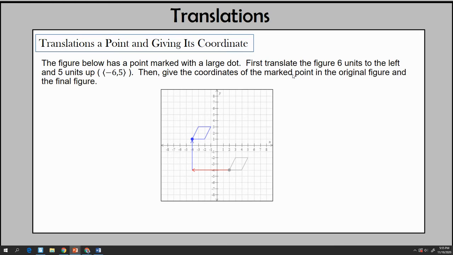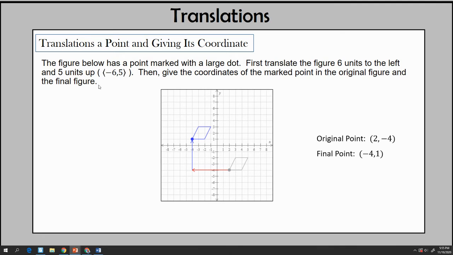Okay. It wants the coordinates of the original figure and the final. The original point here was at 2, -4. When I slide it left 6 and up 5, it goes to the point -4, 1. My point in showing you this is that if you take 2 and subtract 6, you get -4. If you take the y coordinate -4 and add 5, which is our change here, you get +1. So that's why they'll give us vectors.